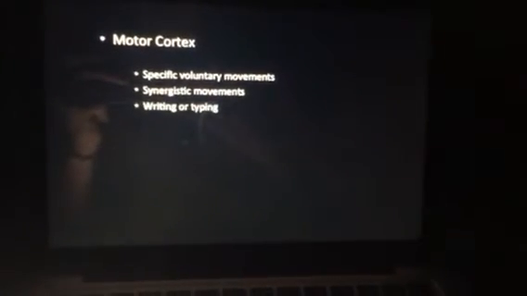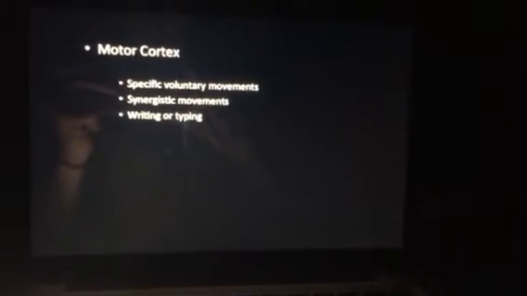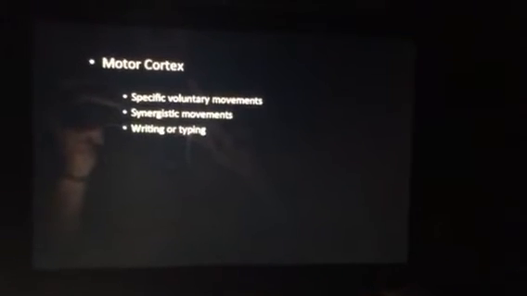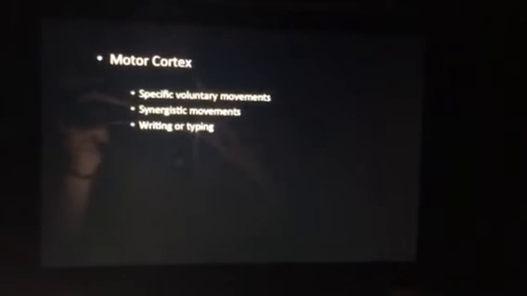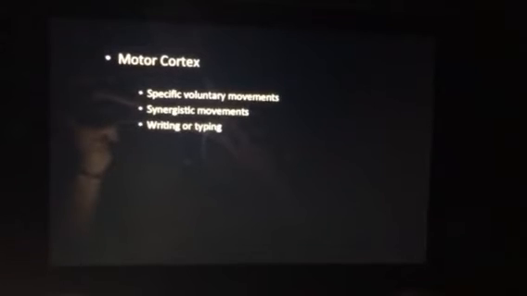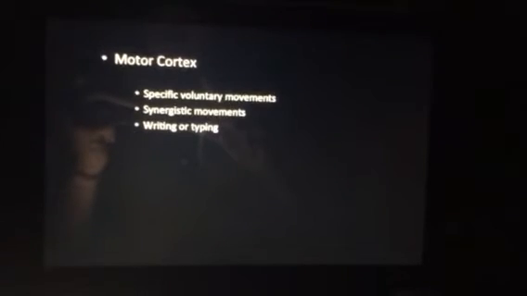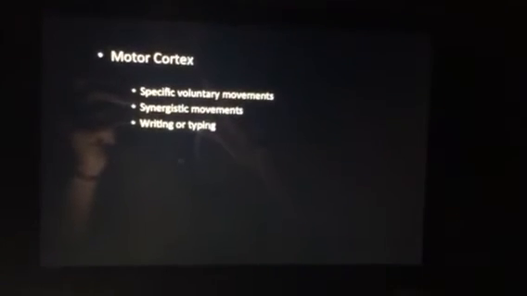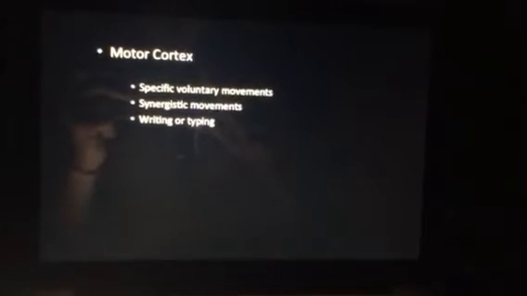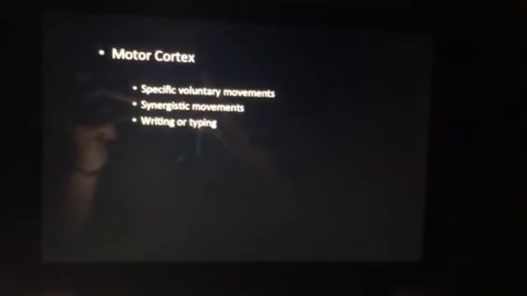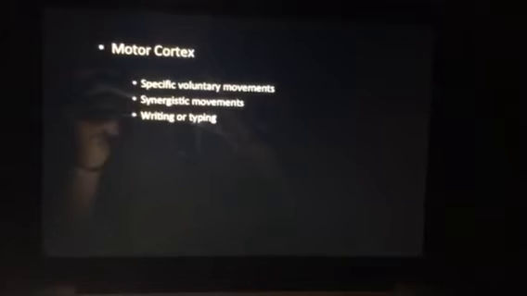The motor cortex is responsible for your specific voluntary movements that use synergistic movements such as writing or typing, or even learning a new skill. But once you are more familiar with that new skill, it becomes more of the premotor cortex, and we'll get into that right now.